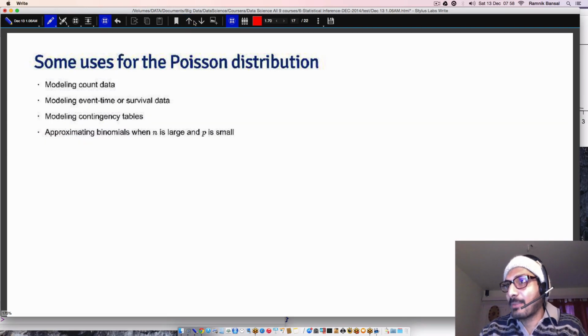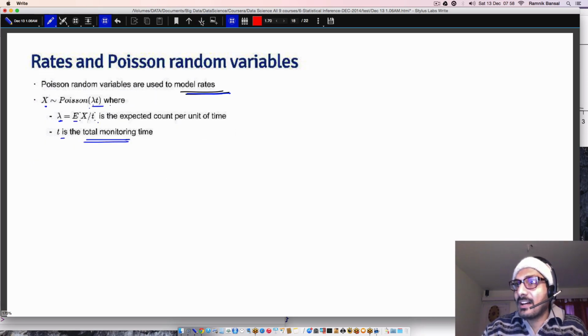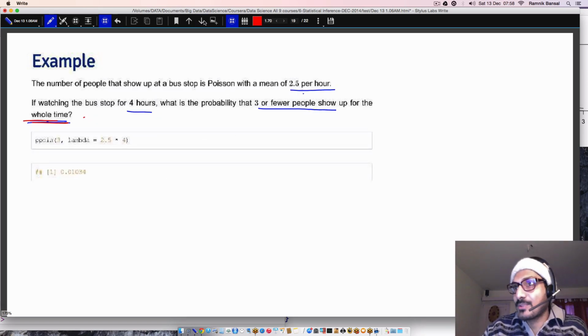Come back to my Poisson distribution. There are only two parameters, lambda and x. My x is 3, that is what I know. What about lambda? What I do with lambda is I consider it for the whole time. That is what is important when I say whole time. So lambda becomes 2.5 into 4, which is 10.